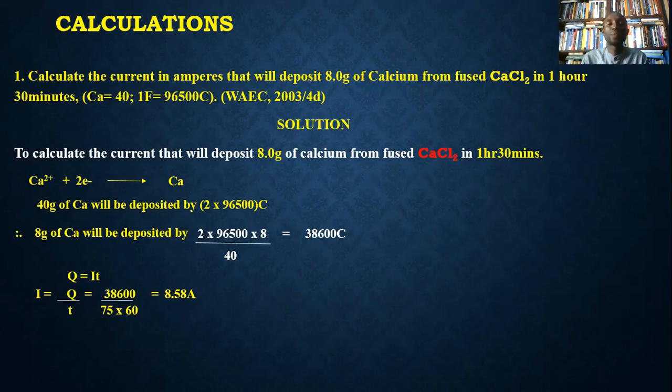Now bring the connecting formula Q equals IT, as I gave to you before, and substitute to make I the subject of the formula, and you have 8.58 amperes as your final answer.